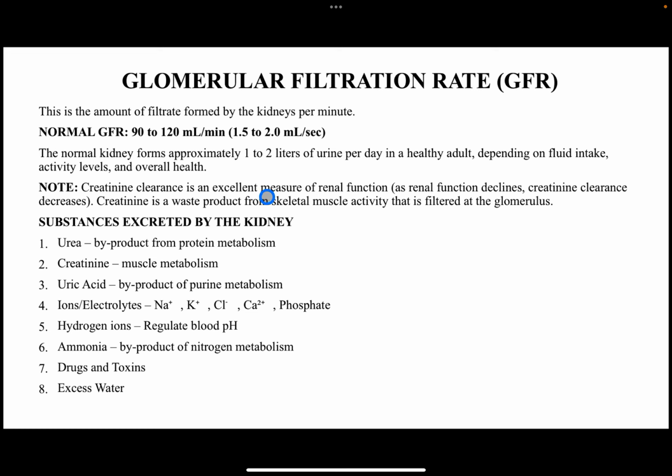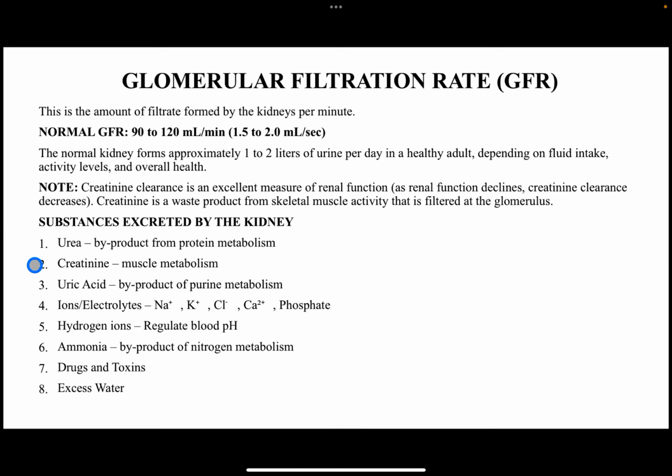Okay, now remember, we have something we call creatinine clearance. Creatinine clearance is actually an excellent measure of renal function, because as renal function declines, creatinine clearance also decreases. Creatinine is simply a waste product, an end product from skeletal muscle metabolism, and it's usually filtered at the glomerulus.